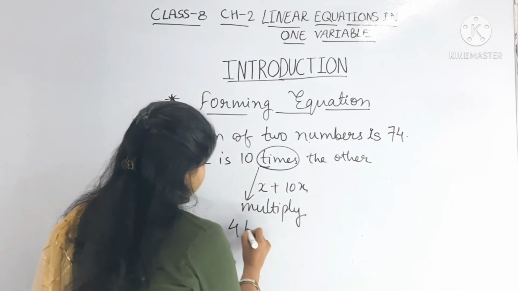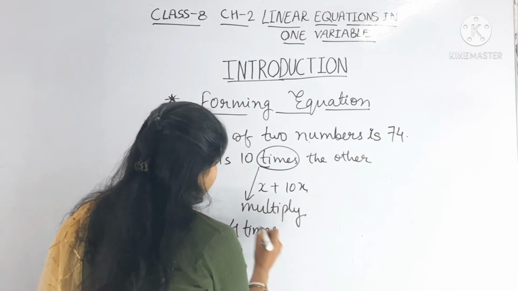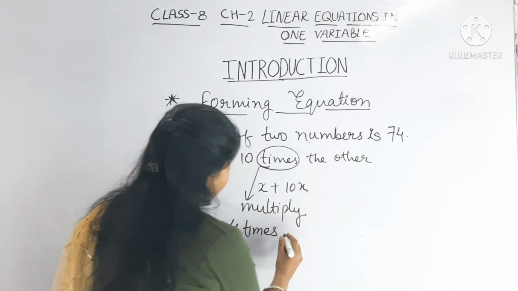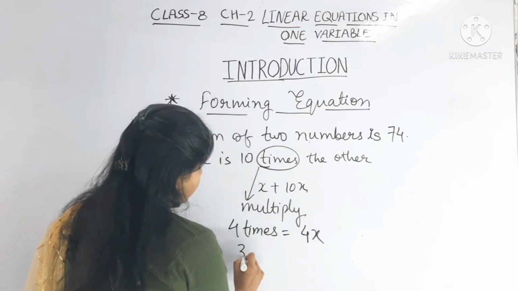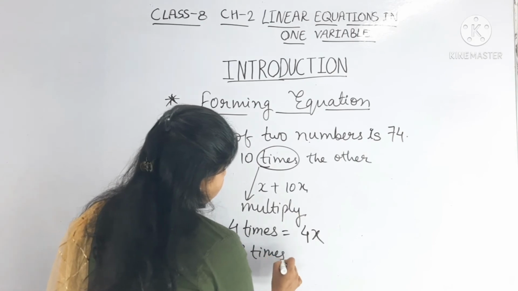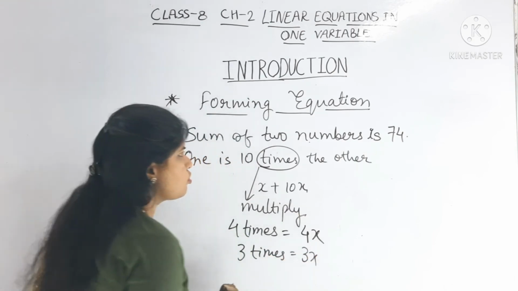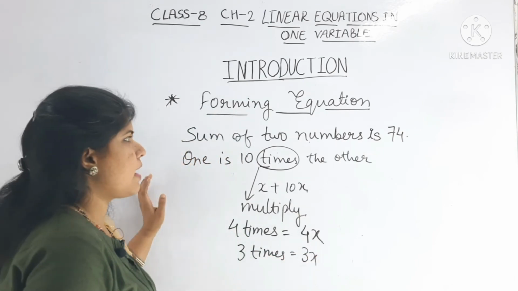If in the question it is given 4 times, so it will be 4x. If it is 3 times, means 3x. Like this you get the questions in this chapter. Okay.